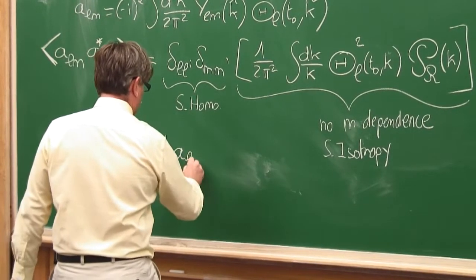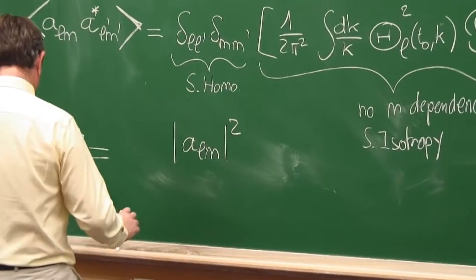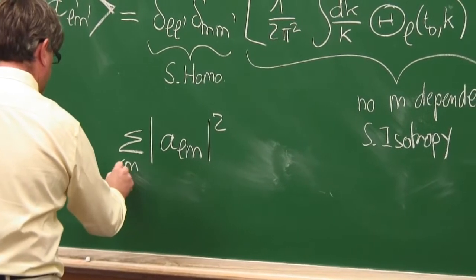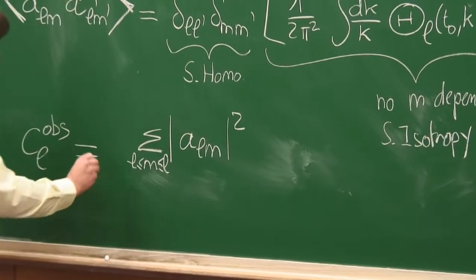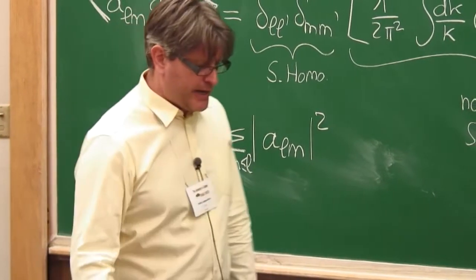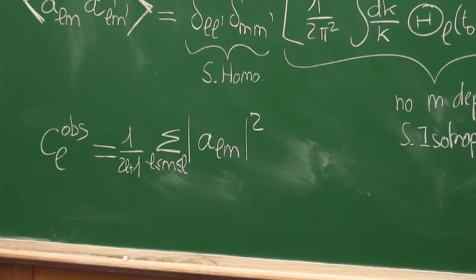The average over the a_lm for all the m's. So you sum over all the m's. There are 2l plus 1 of them, and you take the average. And by doing this average, your result will get closer to the true theoretical variance.